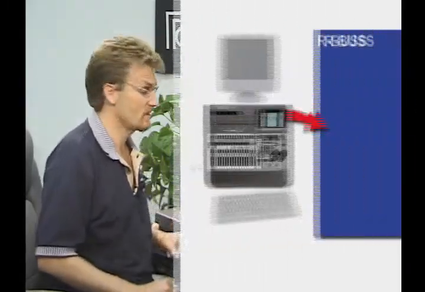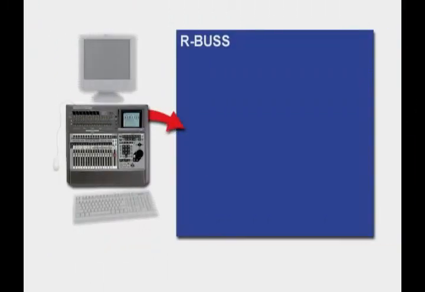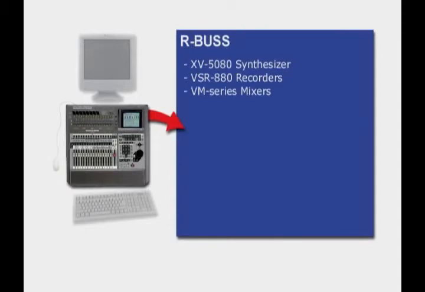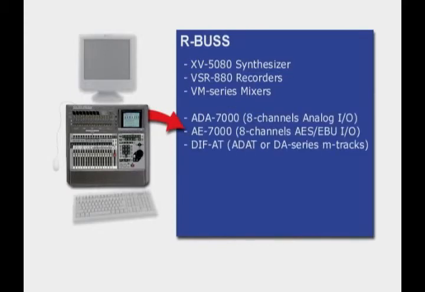Some of the more interesting possibilities on the back as far as I/O is concerned come with the R-Bus connectors. With the R-Bus connectors you can connect with Roland's growing line of R-Bus equipped devices, like the XV5080 synth, the VSR880 for additional recordings, or any of the VM series mixers like the VM3100 or the VM7000 series. If you connect one of the I/O boxes, such as the ADA7000, AE7000, or the DIF-AT, you can broaden your horizon even more. The ADA7000 gives you a further 8 channels to bring into your VS2480.